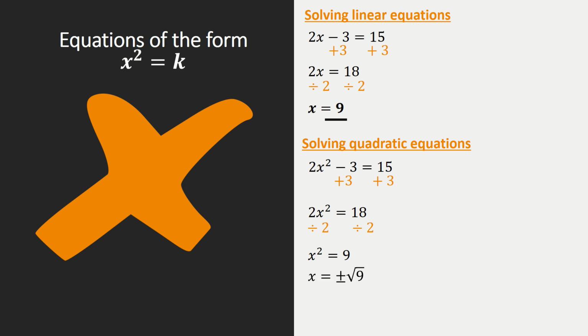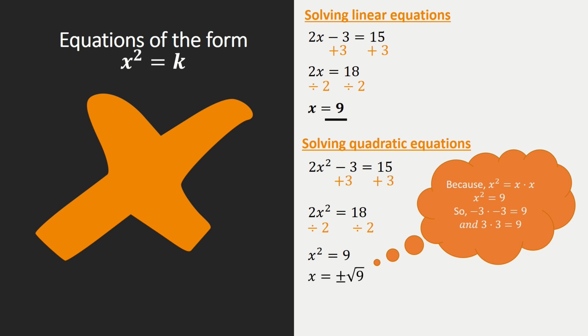Please remember that x squared is the same as x times x. So we need to find a number that, times itself, will be 9. To find this number, you must take the square root of 9. But you need to take the positive square root and the negative square root of 9, because x squared is x times x.